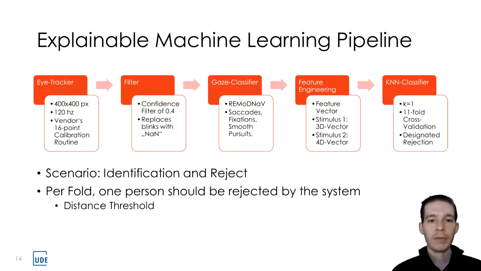At last, we classify these feature vectors in an 11-fold cross-validation where we designate one of the 11 participants in turn as an unknown person to be rejected by the system. We utilize a k-nearest neighbors algorithm that makes use of a distance threshold and sets the parameter k to 1.